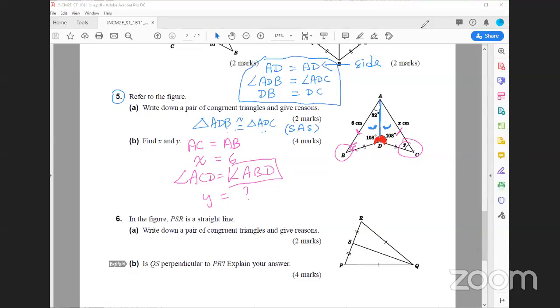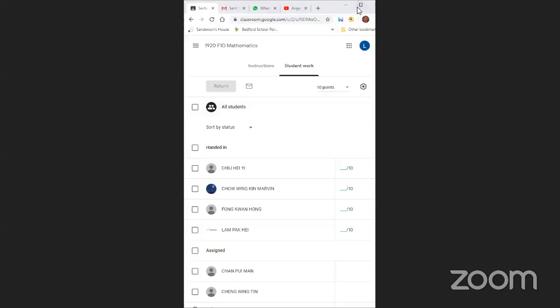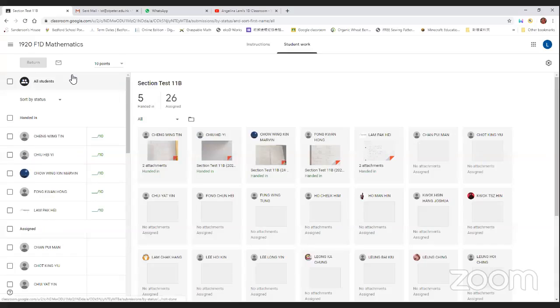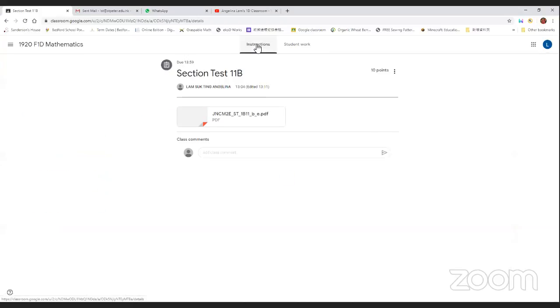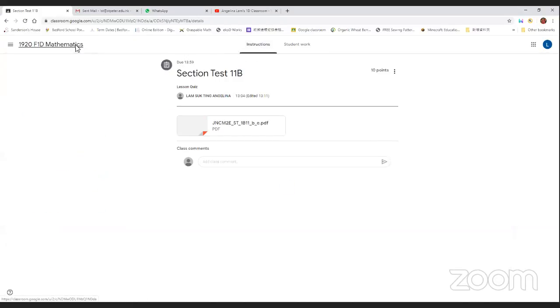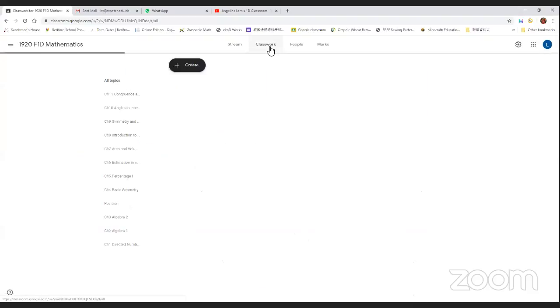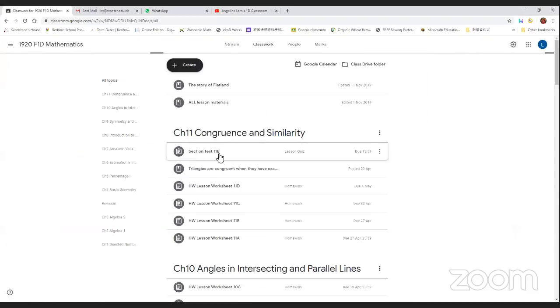I can't find it. Session test 11B. Google Classroom. I am searching. It's too slow. Here. Oh my god. What's going on? Here. Someone says you cannot find it. Here. Session test 11B.